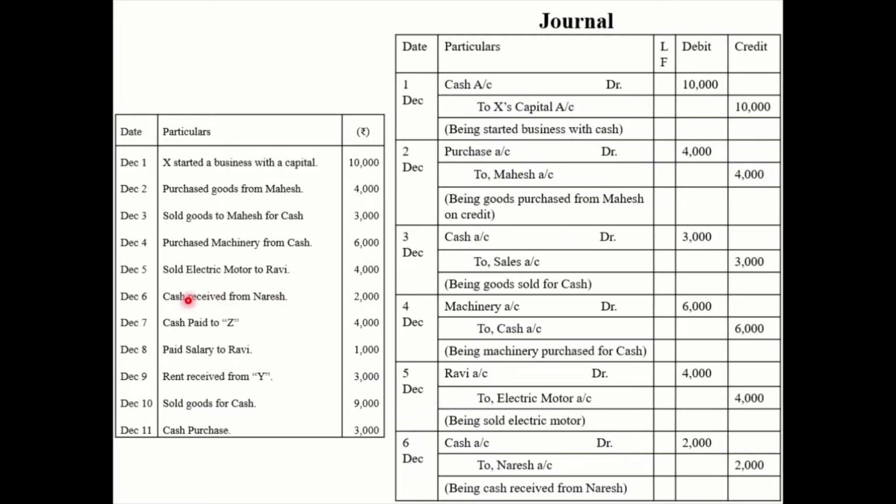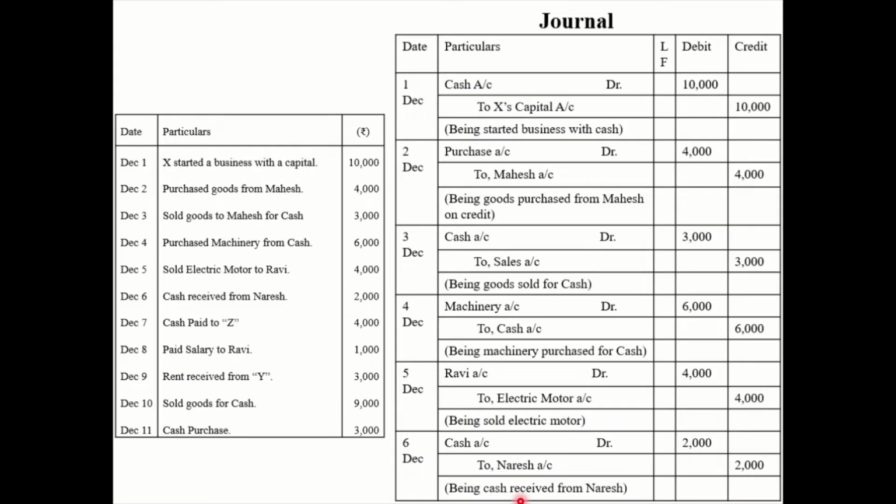Sixth transaction, cash received from Naresh. Two accounts, cash and Naresh. Cash received means cash is coming into the business. That's why cash account is debited. To Naresh. Here Naresh is the giver. The rule of personal account is credit the giver. That's why Naresh account is credited with rupees 2,000. Being cash received from Naresh is the narration of this transaction.